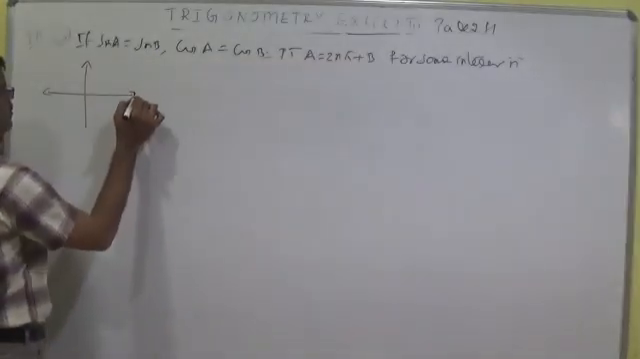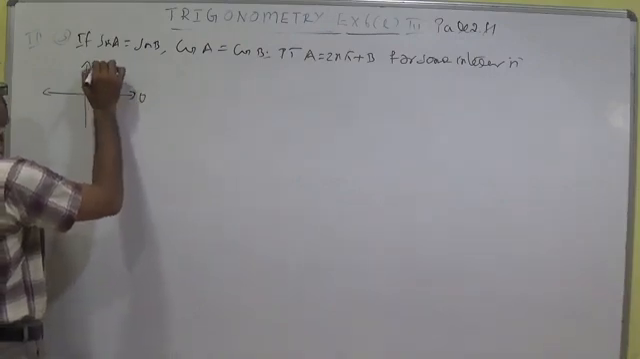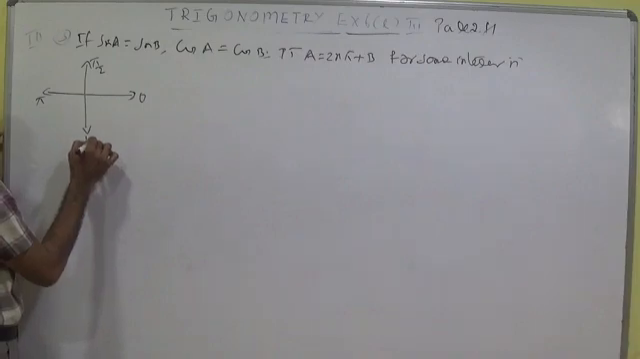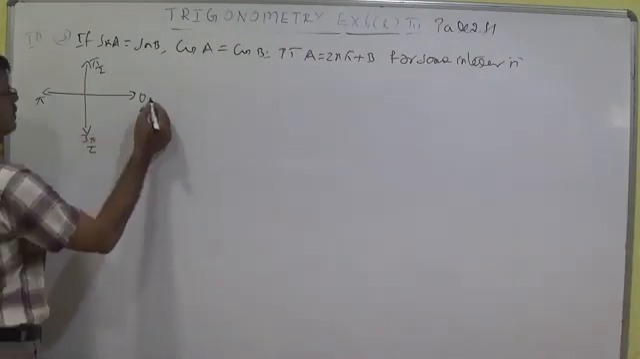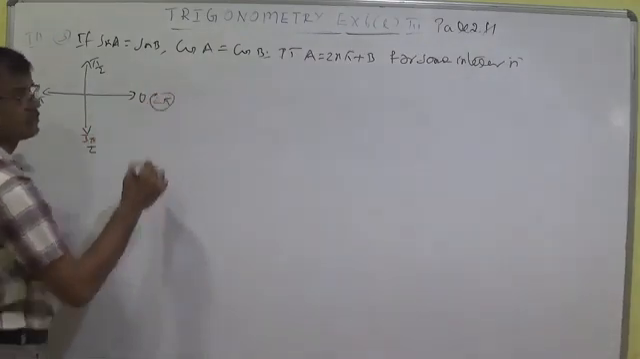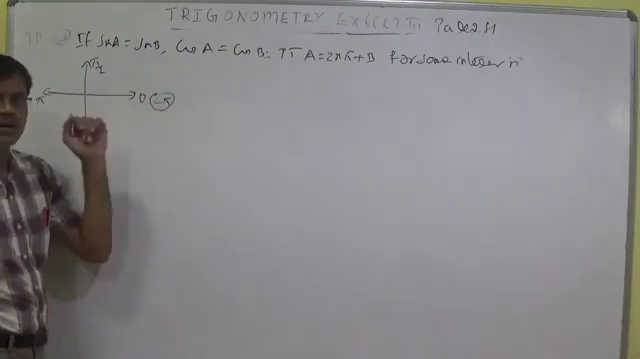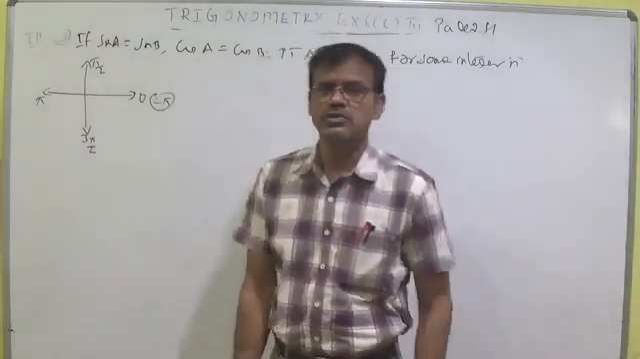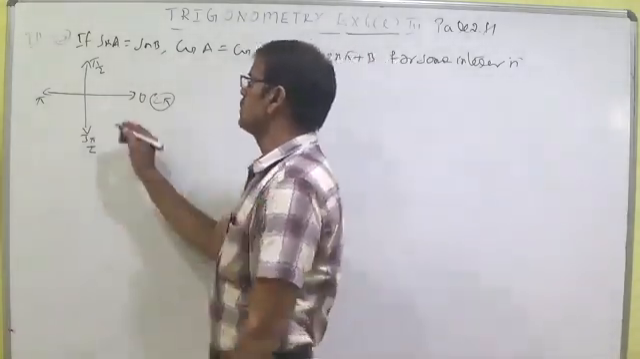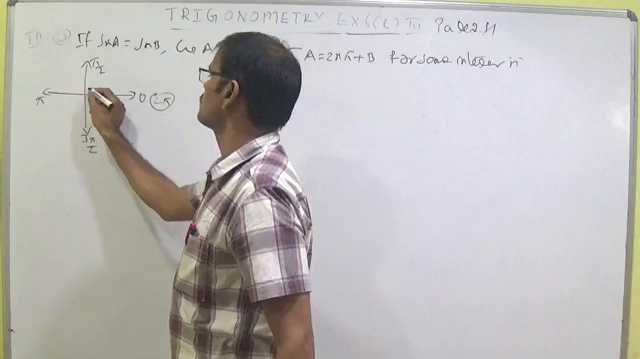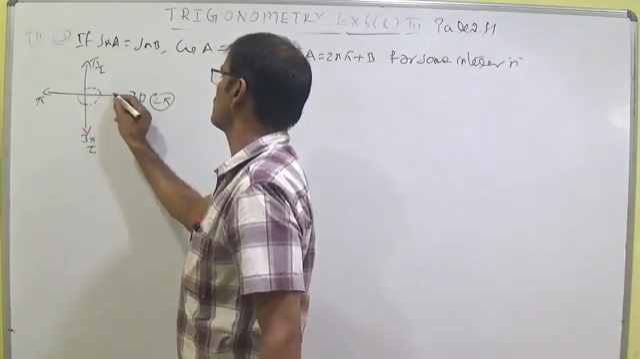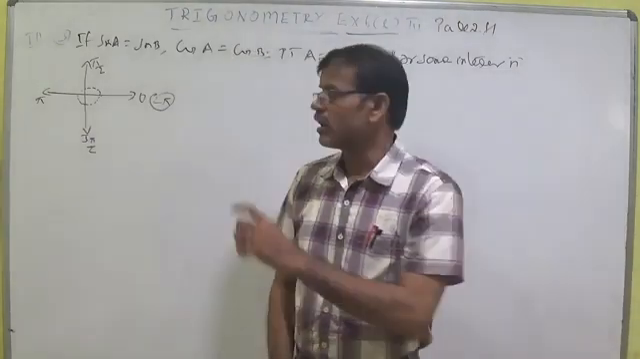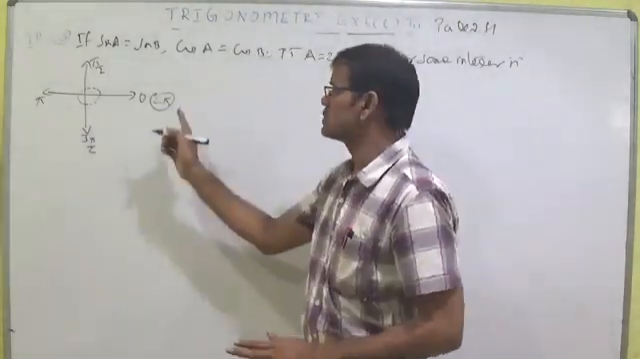I am making you remember the values. This is 0, this is pi by 2, this is pi, this is 3 pi by 2, and again this is 2 pi. Rotation started at 0, and one complete rotation or one complete revolution takes 360 degrees. If a particle moves from here to here and reaches the starting point, we say the rotation is completed along with 360 degrees. So this is 2 pi.